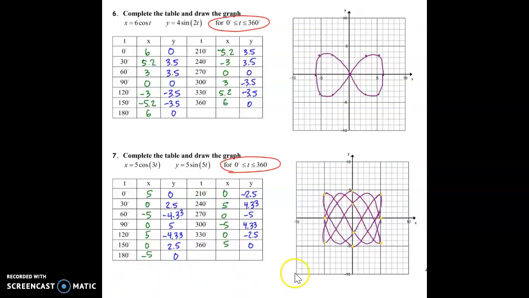Number 7 turned out to be a really cool looking graph. It looks like this cool basket weave. And you might ask yourself, Mrs. Fleming, how am I ever supposed to draw that? That's impossible. So let's go ahead and look at that in the calculator, and I'll show you some tricks for doing that.